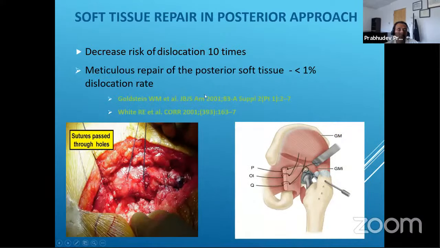The soft tissue repair in posterior approach is very important. This has been demonstrated by many authors. The external rotators and the capsule, some surgeons release them together. Some release them separately. But whatever the release technique, they need to be repaired with good technique to the posterior aspect of the greater trochanter, and this has been found to decrease the risk of dislocation 10 times, to about less than 1% dislocation rate.